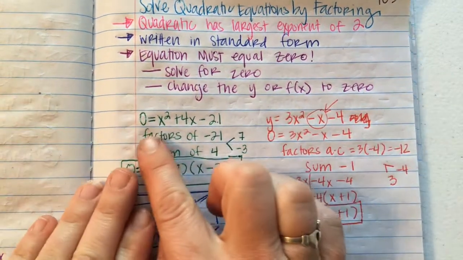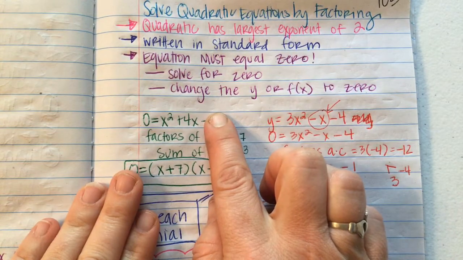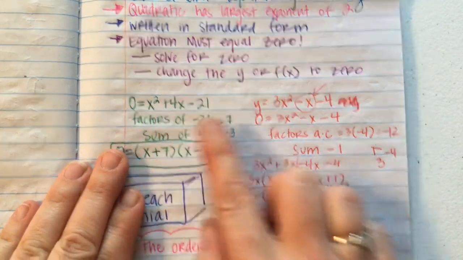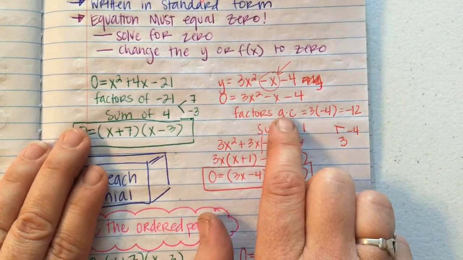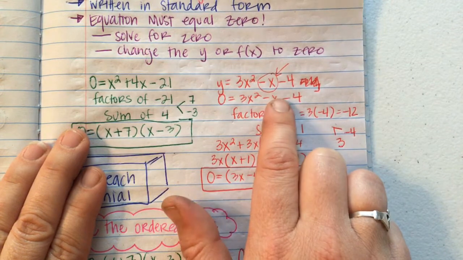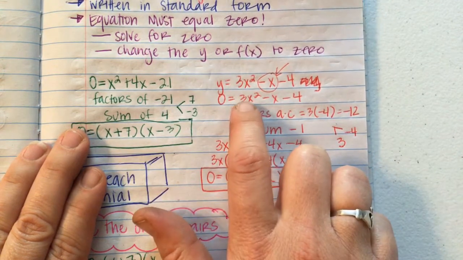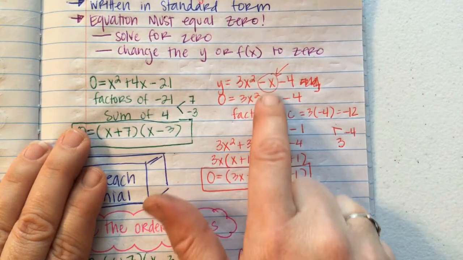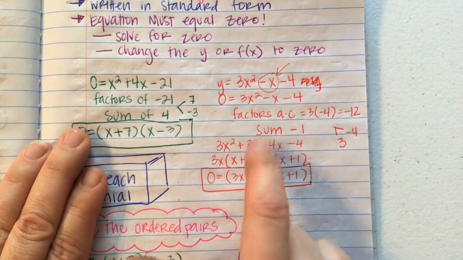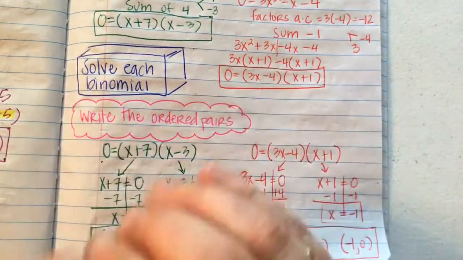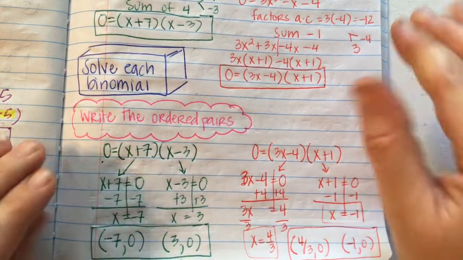Factor like regular. Either factors of c that have a sum of b, because my leading coefficient is 1. Or you might have to do factors of a times c that have a sum of b. If it has an a value, if it has a leading coefficient that's not 1, then we split the middle. We replace the b value with those two factors, split it in half, and factor it. We've done all of that before.